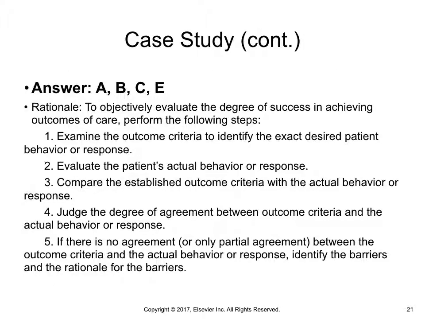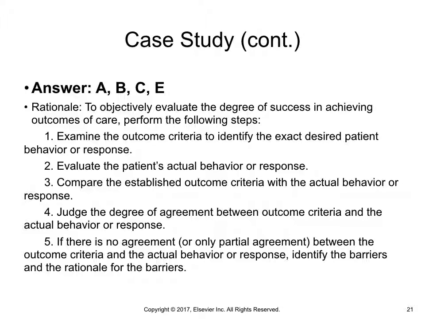The answer is A, B, C, and E. To objectively evaluate the degree of success in achieving outcomes of care, perform the following steps. 1. Examine the outcome criteria to identify the exact desired patient's behavior or response. 2. Evaluate the patient's actual behavior or response. 3. Compare the established outcome criteria with the actual behavior or response.